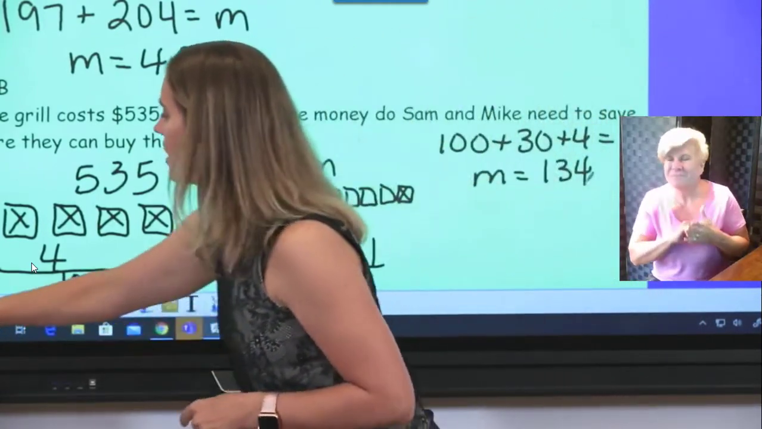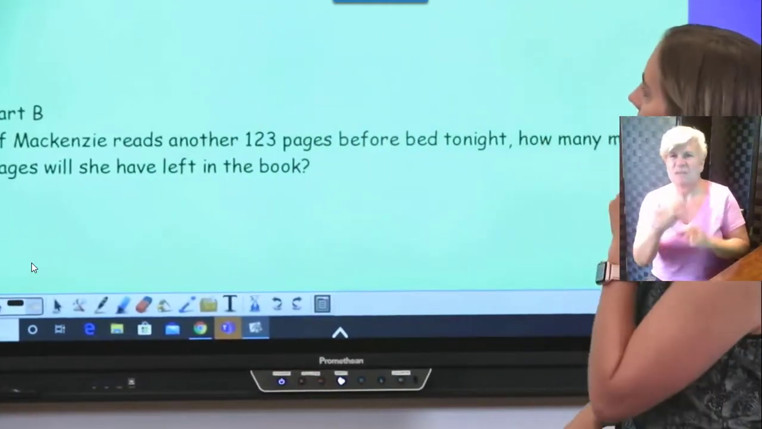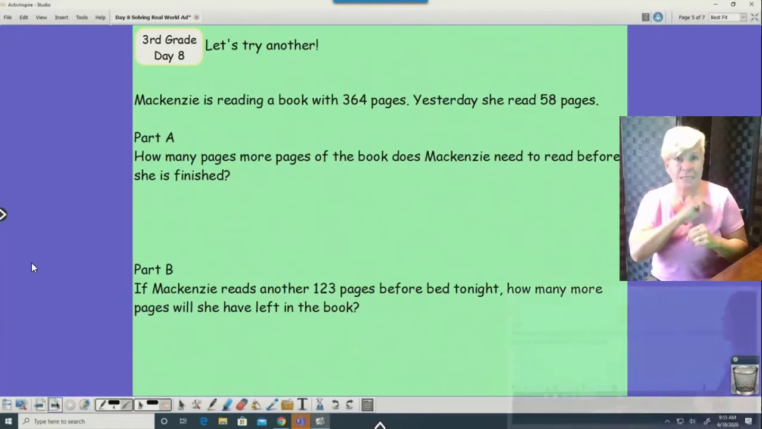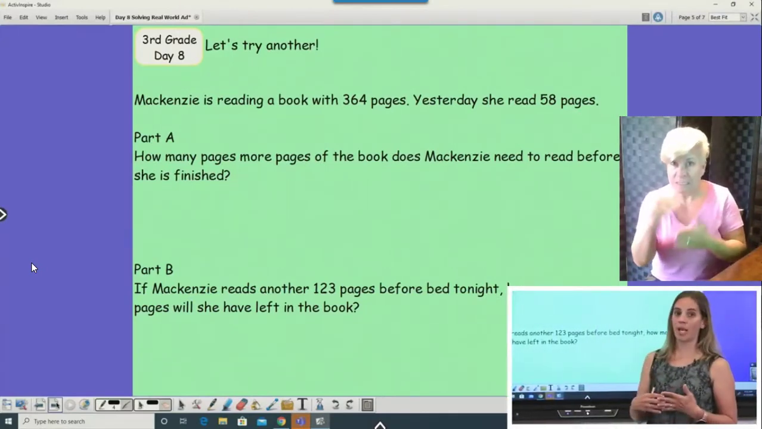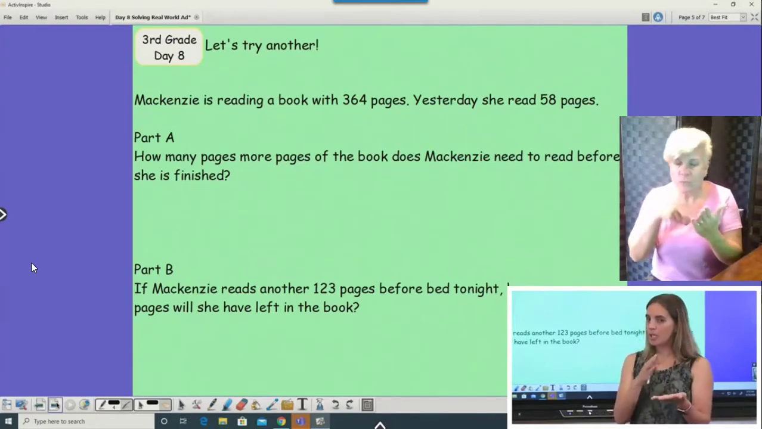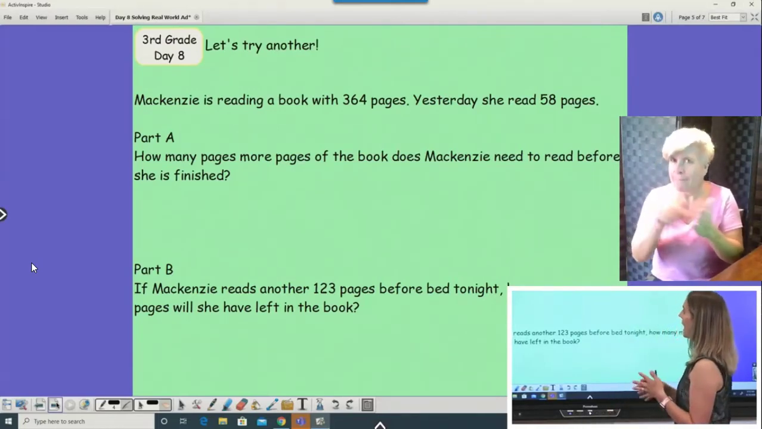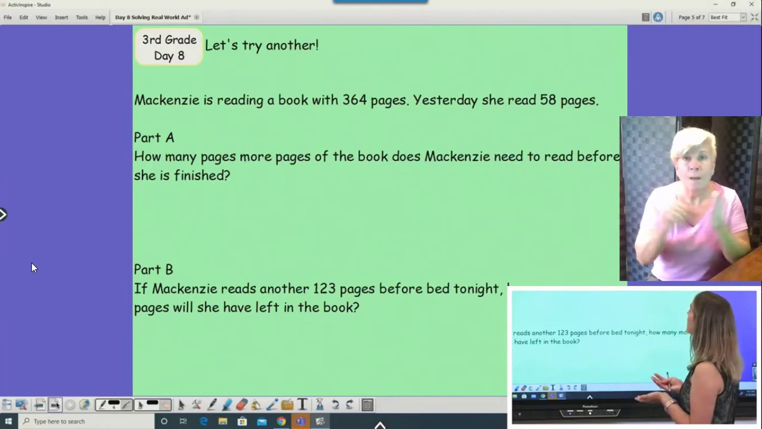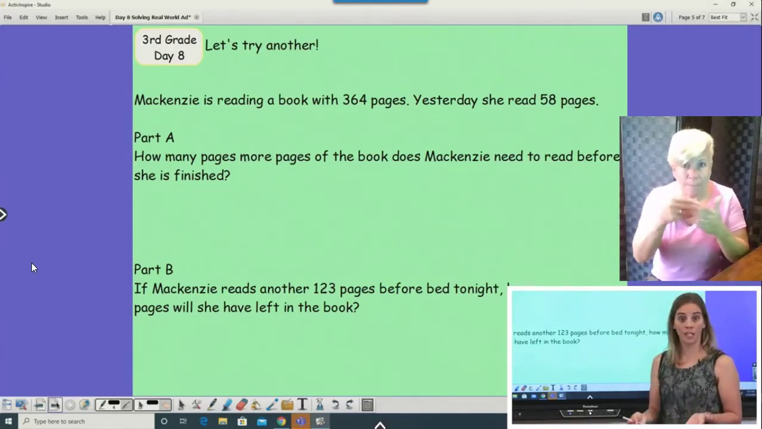We've got this. Let's try another one. All right, Mackenzie's reading a book with 364 pages. Yesterday, she read 58 pages. So she's got her book in her hand. She's reading. She's read 58 pages. How many more pages of the book does Mackenzie need to read before she's finished?